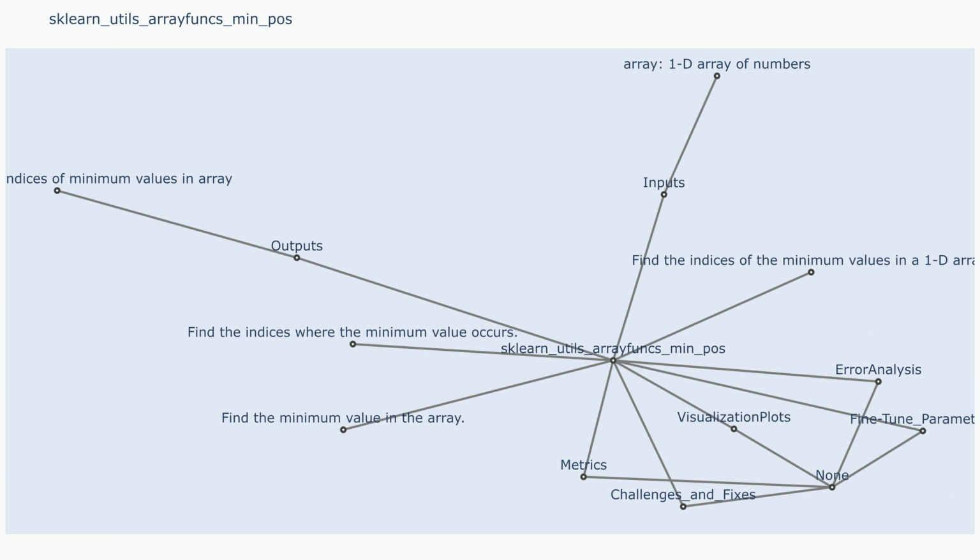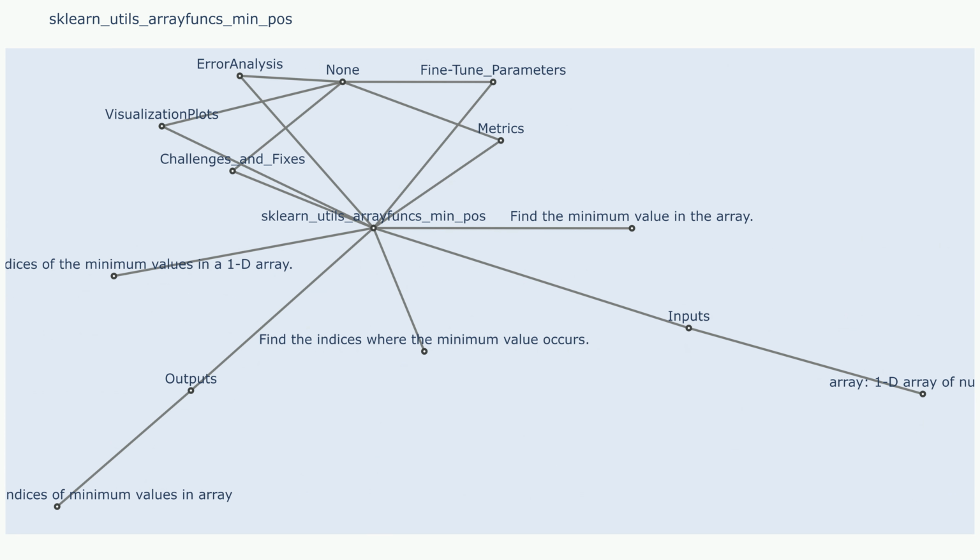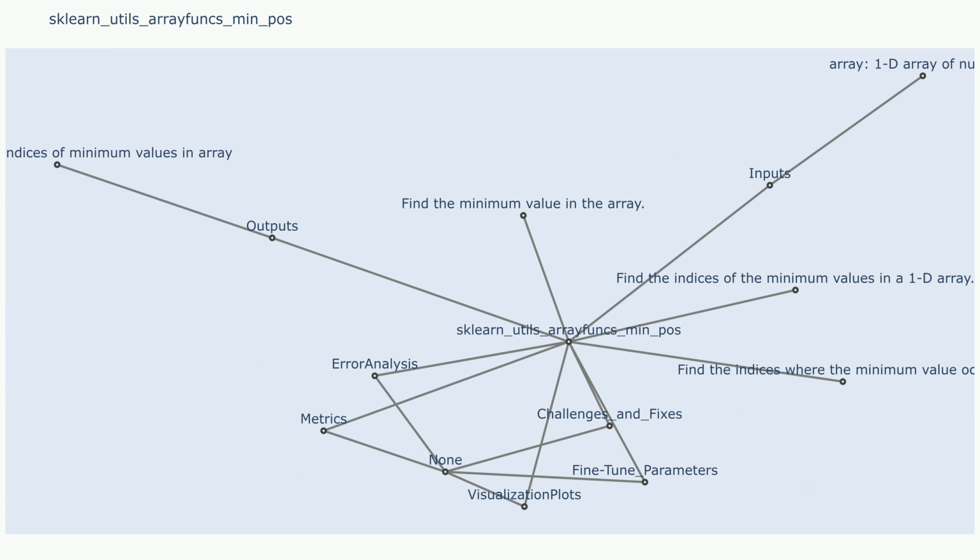Challenge 2: handling NaN values. Sample use case that resulted in challenge 2: input array or matrix containing NaN values. Fixes to challenge 2: the function should ignore NaN values and only consider valid numerical values when finding the minimum.